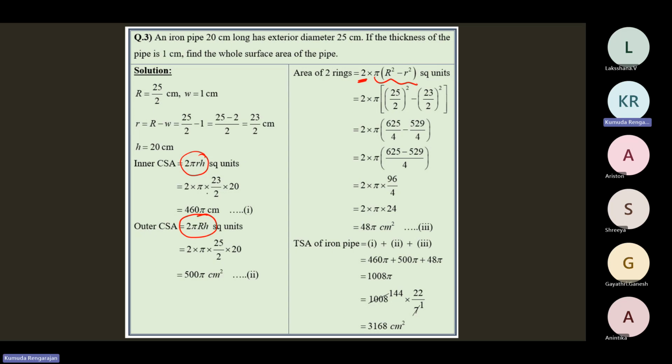I found all the answers in pi. I have not substituted the value of pi. I have not used 22 by 7 anywhere. I found every answer in pi.